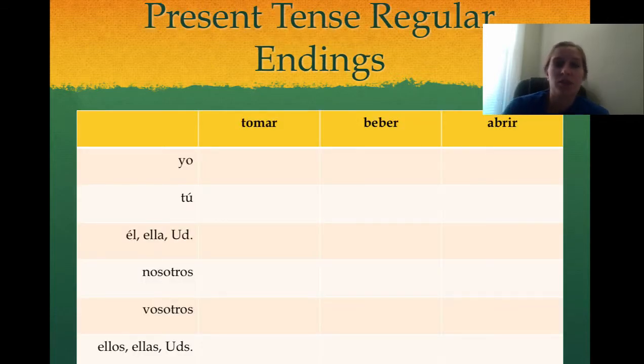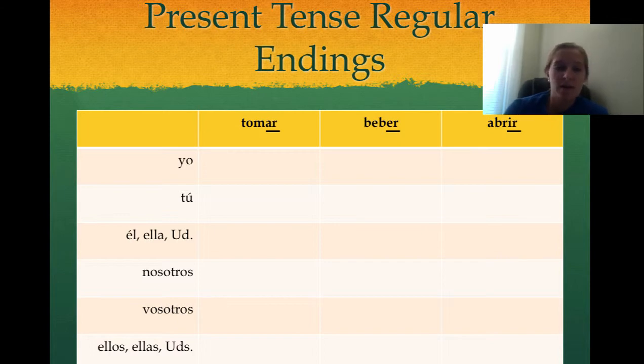Today we're going to look at just the present tense regular endings and then some of the irregularities that we see in the present tense. So here we have our chart with our 3 types of verbs, our AR, ER, and IR verbs, with our 6 subjects on the side.